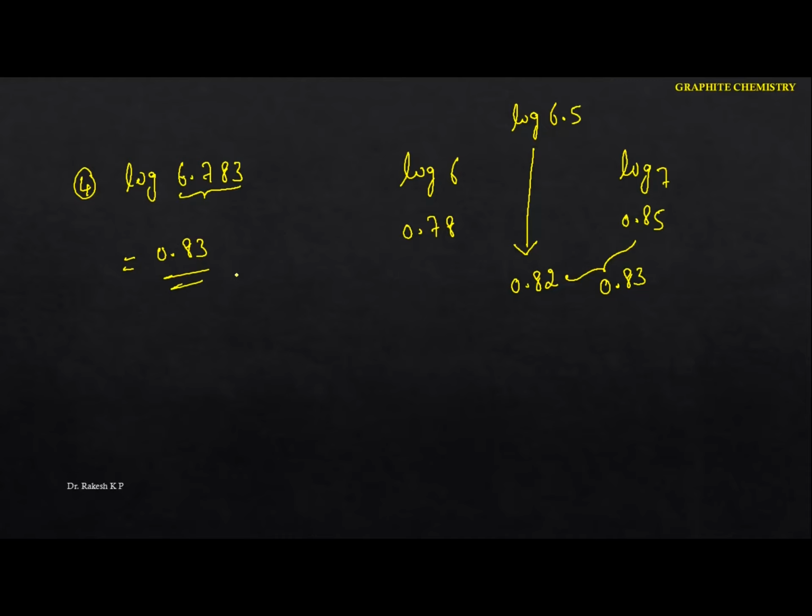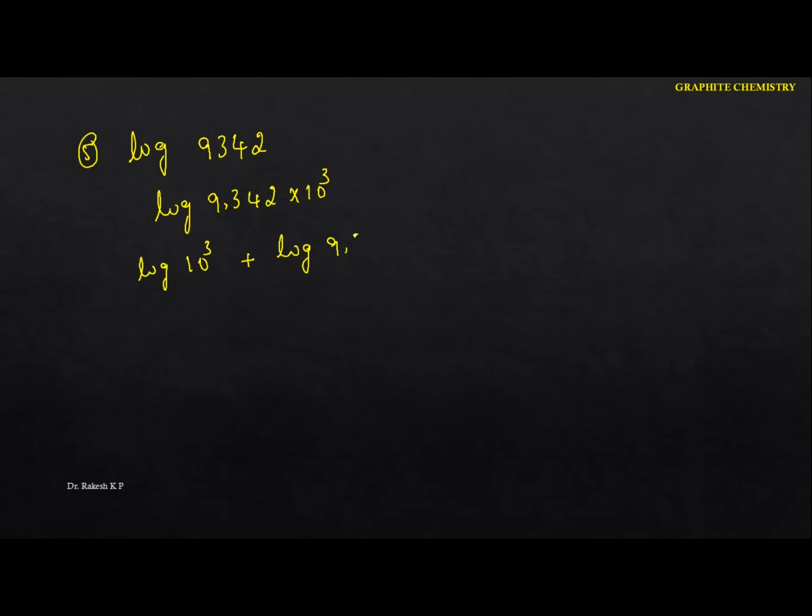Let me go for the next one. I'll take another value here. I'm going to take the value of log 9342. Now I'm going to write it in scientific notation. This value I can write as log 9.342 into 10 to the power of 3. So this can be written as log 10 to the power of 3 plus log 9.342. The log 10 to the power of 3 value is what?